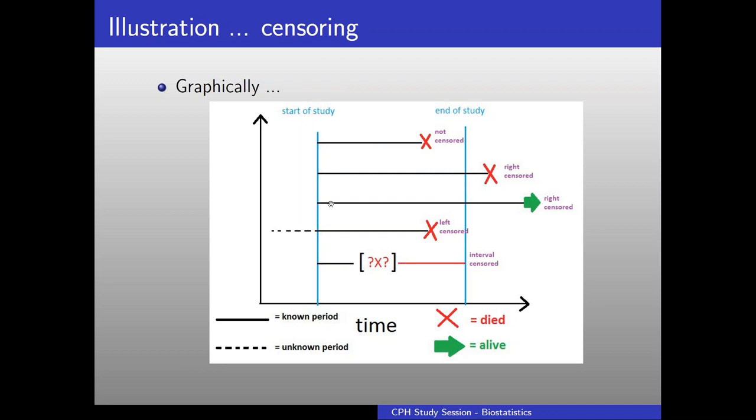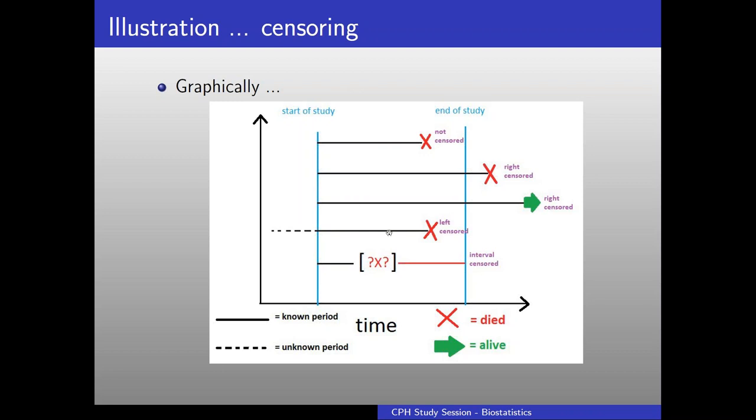Similarly, this third person didn't die during the study period, and this person never died. But this person is treated exactly the same as the person above, because whatever happens after the study, we don't get to observe.